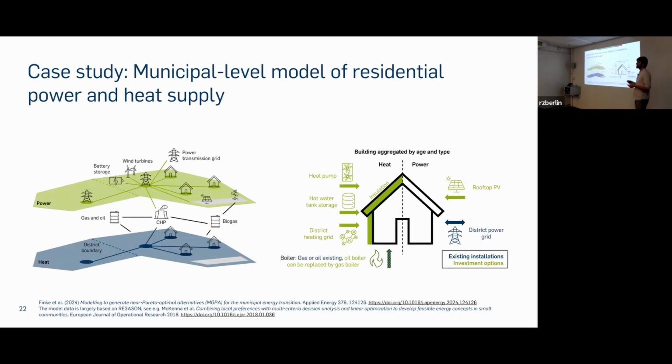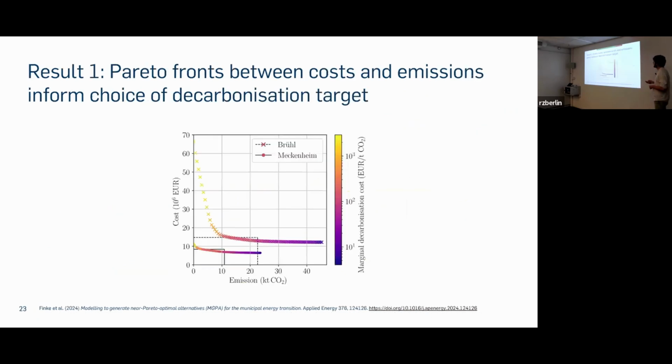This is a municipal-level case study, an energy system model of residential power and heating supply. And here the aim was, rather broadly, to explore possibilities for decarbonizing these municipalities. In terms of results, in a first step, we obtained Pareto-Fronts between costs and carbon emissions. That you see here, it's two Pareto-Fronts because it's two different German municipalities we applied that to.